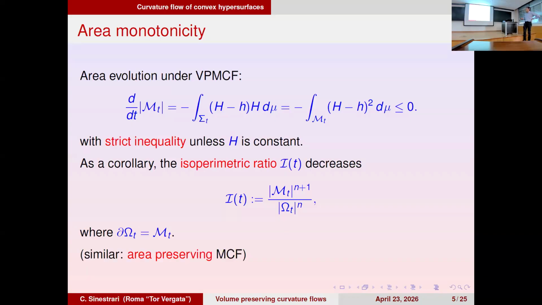One can also consider the area preserving curvature flow, where the non-local term small h is defined in such a way that the area, so that the area of M_t, is constant. Everything I will say during the talk is more or less the same. If the area is constant, you can show that the enclosed volume is monotone increasing. So again, the isoperimetric ratio is decreasing, and more or less everything I will say for the volume preserving flow can be repeated almost the same for the area preserving.